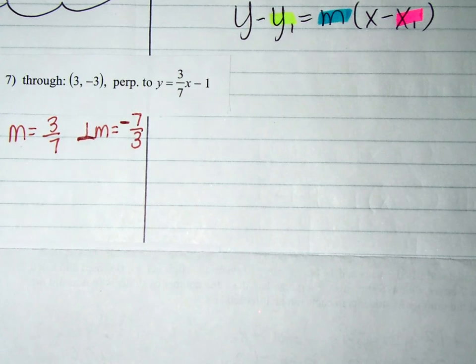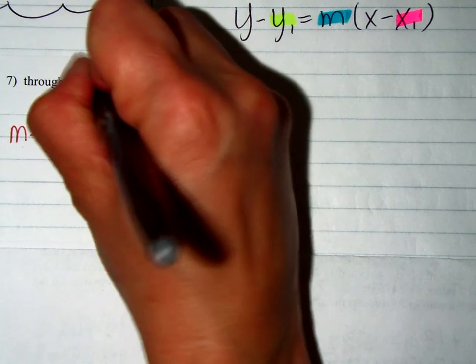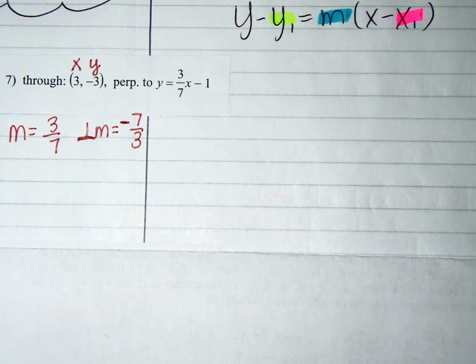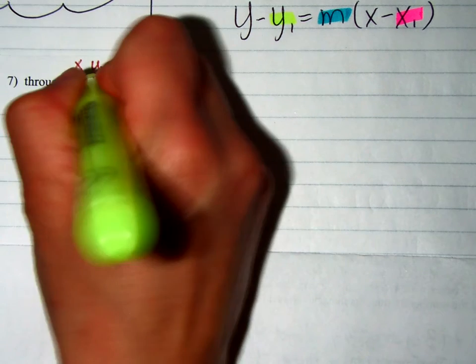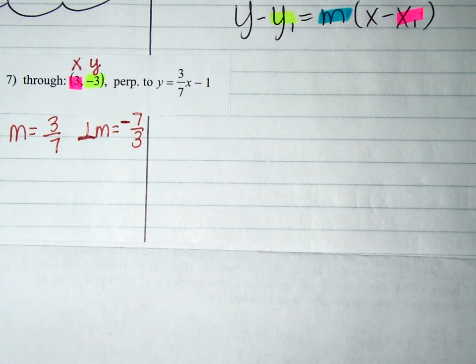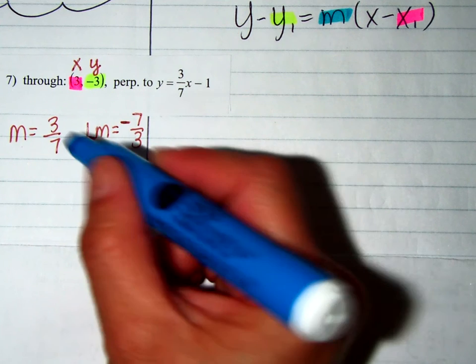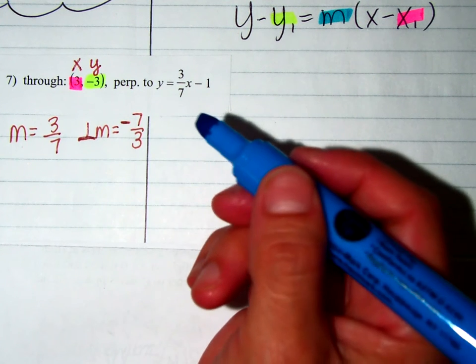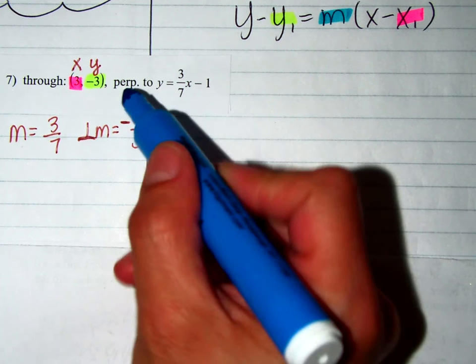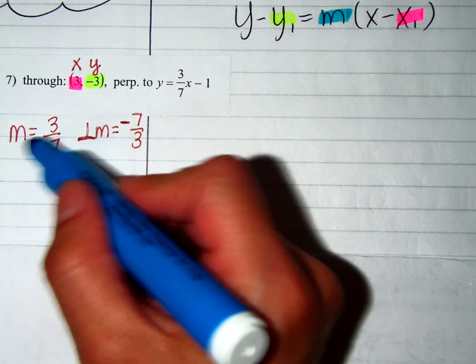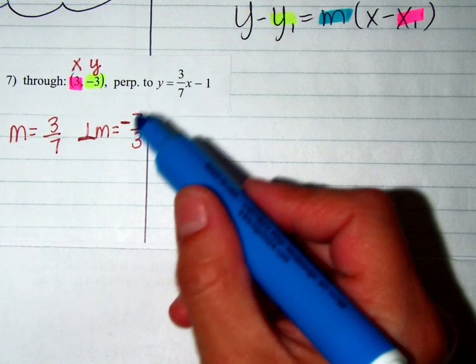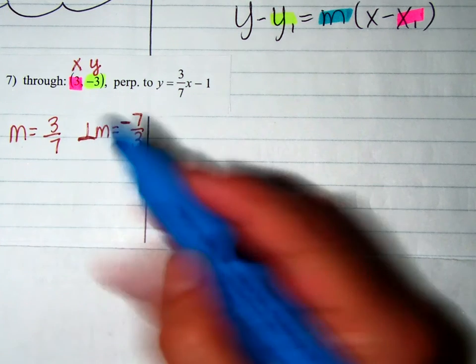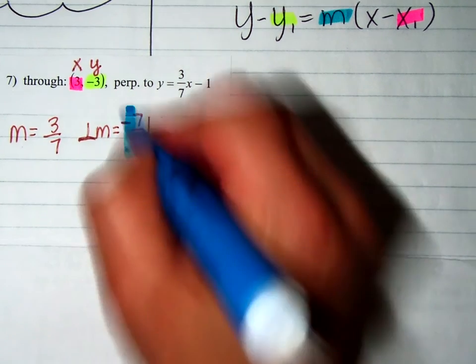So, label your point. This is X and this is Y. And I'm going to color code what I'm going to use. X is pink for me. Y is yellow. And M is going to be blue. But your question is, well, which one? We have two. Remember, if I wanted a line parallel, I would use just basic M, basic slope. However, I need perpendicular. That means I need the one that has the perpendicular symbol. So I'm going to highlight -7/3.